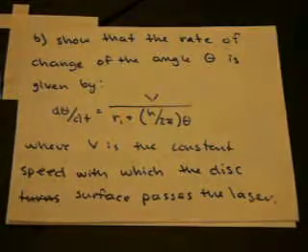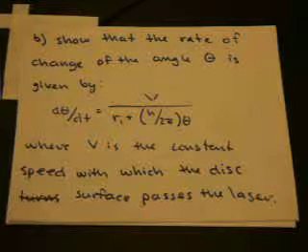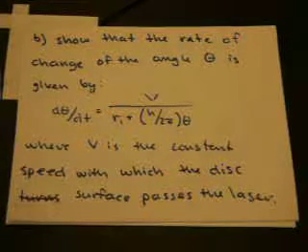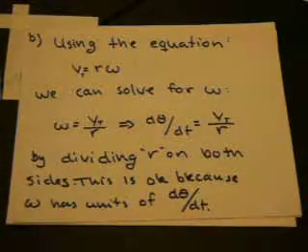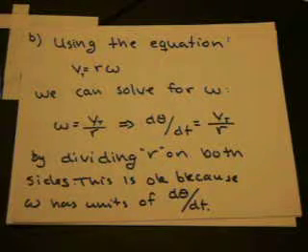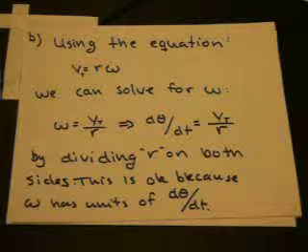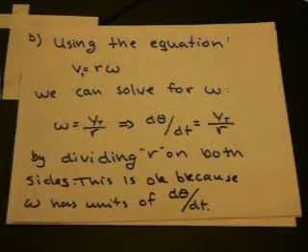Part B. So that the rate of change of the angle theta is given by d theta dt equals v divided by quantity r initial plus h divided by 2 pi times theta, where v is the constant speed with which the disk surface passes the laser. Using the equation v equals r omega, we can solve for omega. Omega equals v divided by r, and omega is d theta dt, which equals v over r.